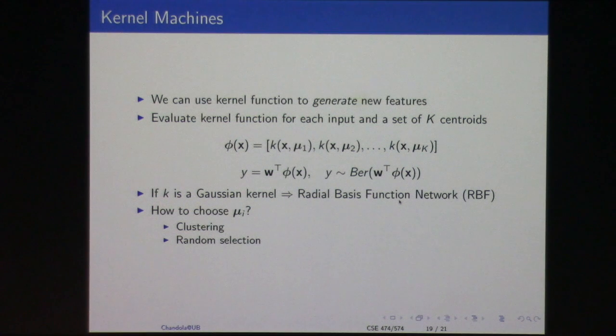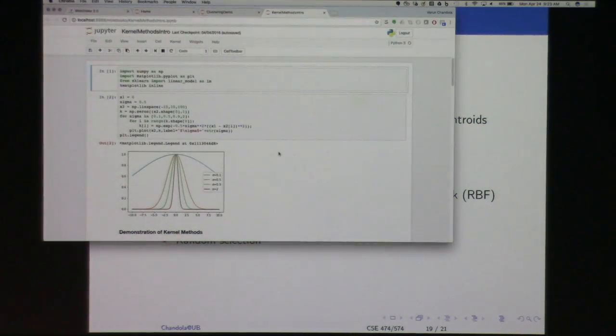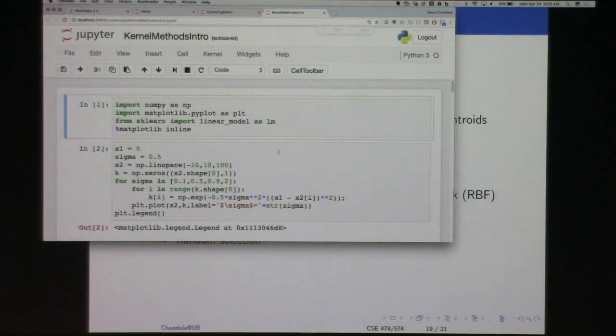All right. So what you do is you choose some mu i's, which are your centroids, and these could be chosen using clustering or random selection. Maybe you just select a few points, and then you apply the radial basis function to the data. That's called the RBF network. All right. So in fact, in my demonstration page for kernel methods, I have that here.